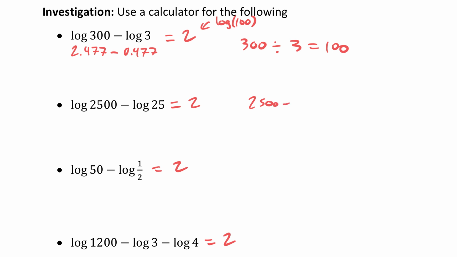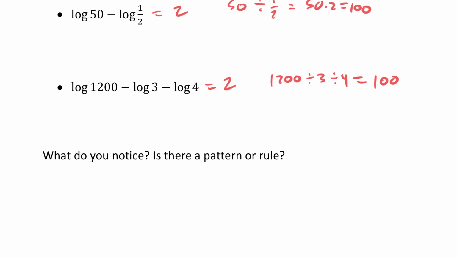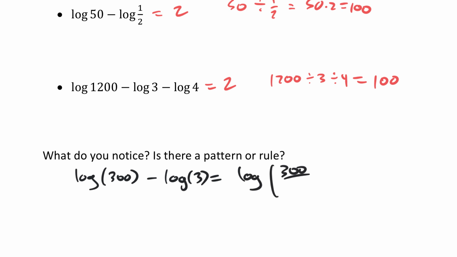Or 2500 divided by 25 is 100. 50 divided by 1/2 is actually 50 times 2, which is 100. And 1200 divided by 3 and then divided again by 4 will be 100. And so the rule here is that you can just go ahead and take, let me write down the 300 one, log 300 minus log 3, and write this as log of 300 over 3, which is log 100, which is 2.